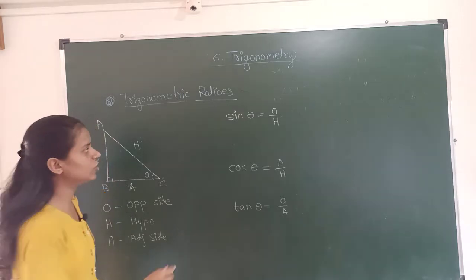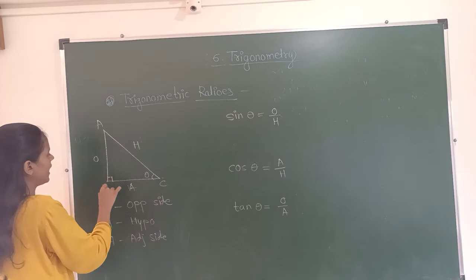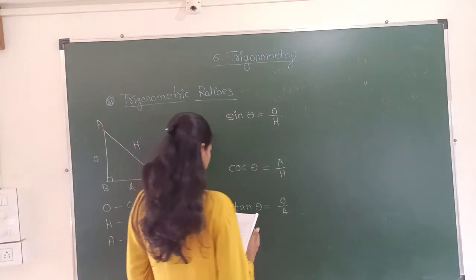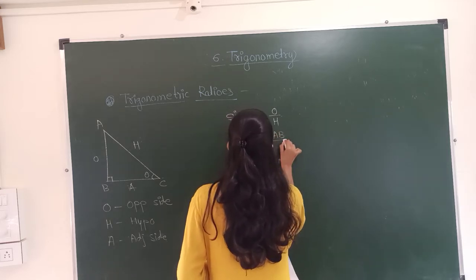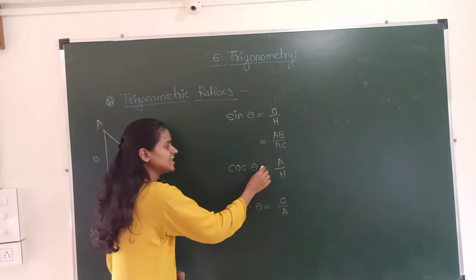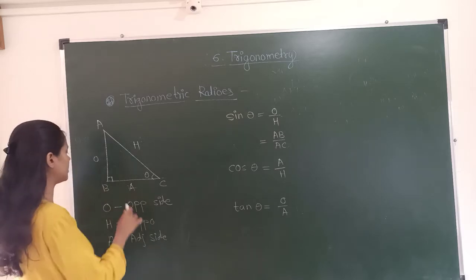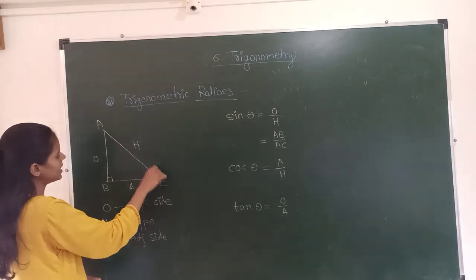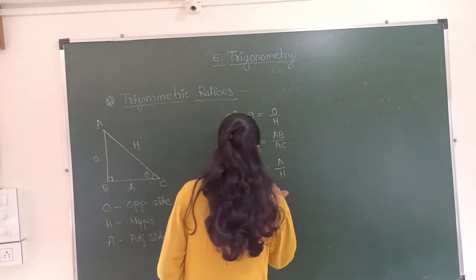Sin theta is equal to what we are saying, O upon H, opposite side upon hypotenuse. Then the opposite side is AB and the hypotenuse is AC. So what we will write? AB upon AC. This is for sin theta. Now for cos theta, A upon H. A is the adjacent side and H is the hypotenuse. Adjacent side is BC and we are saying A upon H, and H is AC. So BC upon AC.